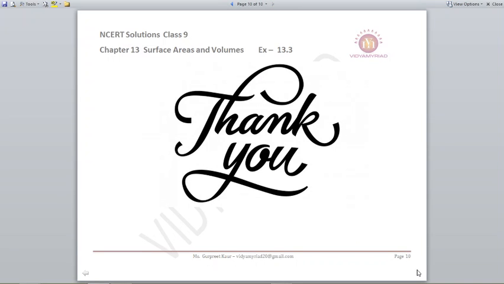So children, with this we finish exercise 13.3. I hope it was quite easy and simple. You have to just learn 3 formulas: the CSA of the cone, the TSA of the cone and how we need to find out the slant height. Just understand the question, whatever is given to you, write it down in the given section and then very easily you will be able to get your answers.